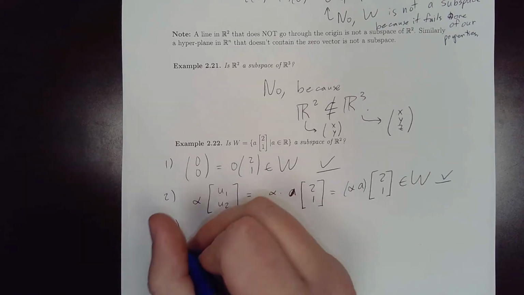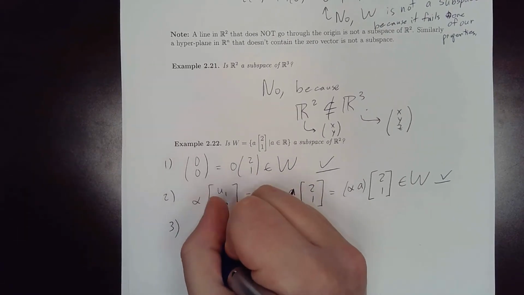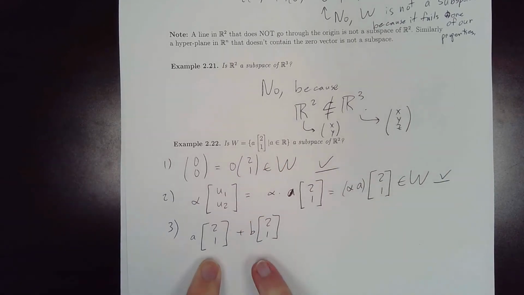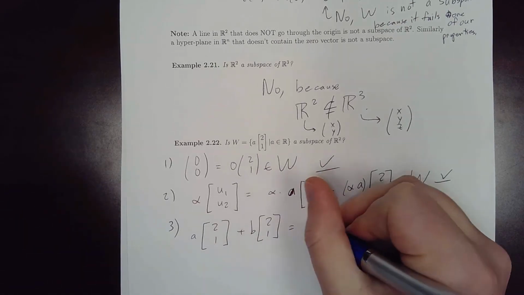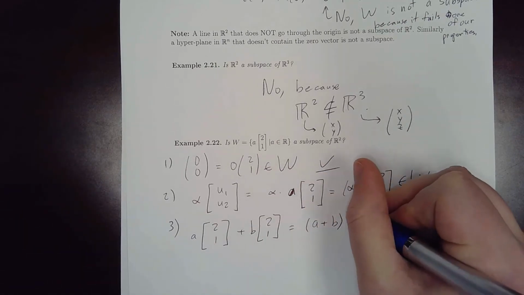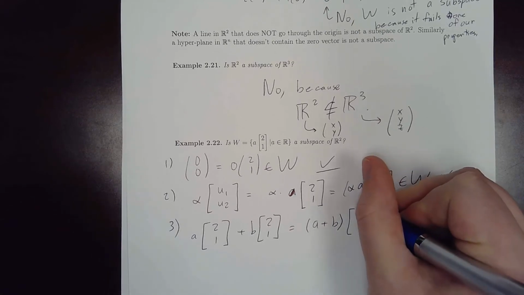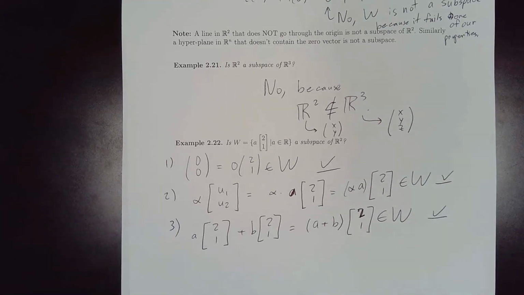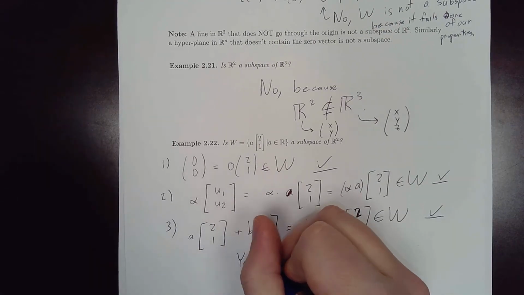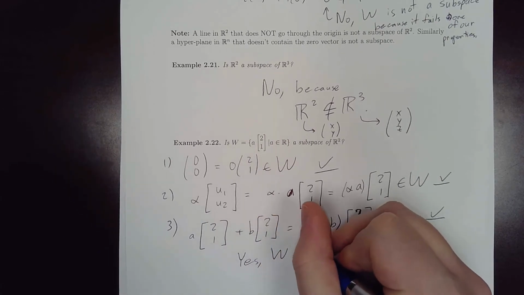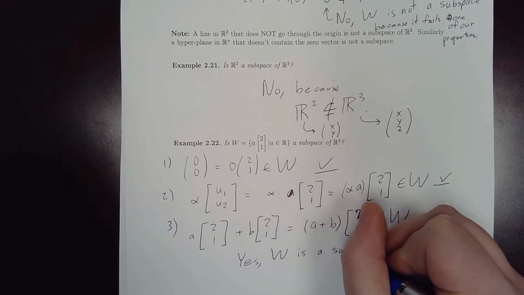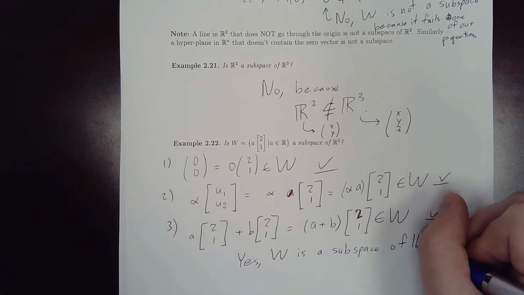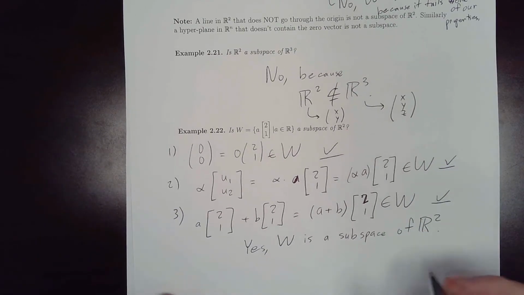And then last but not least, we want to know if I take some a times (2, 1) plus some b times (2, 1), so both of these individually are in W, we get (a plus b) times (2, 1), and so we have some number times the vector (2, 1), so this is in W. And so because of these three things, yes, W is a subspace of R2.